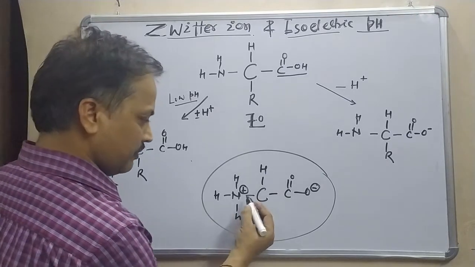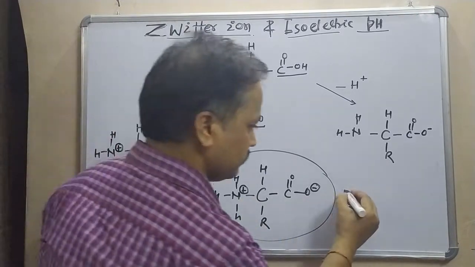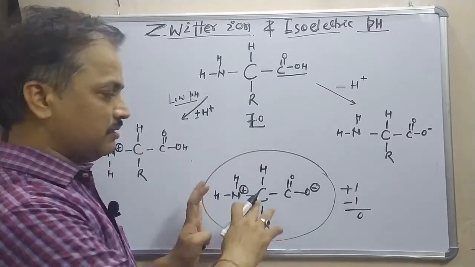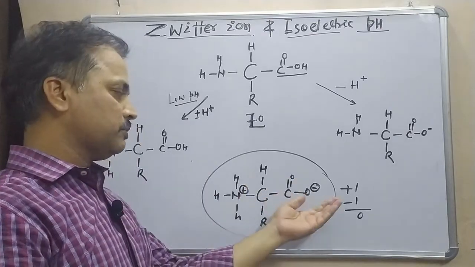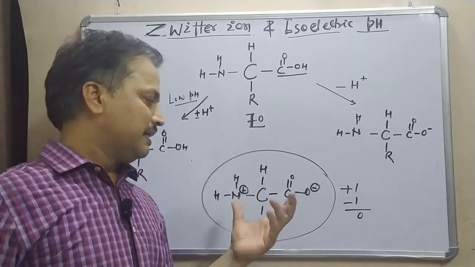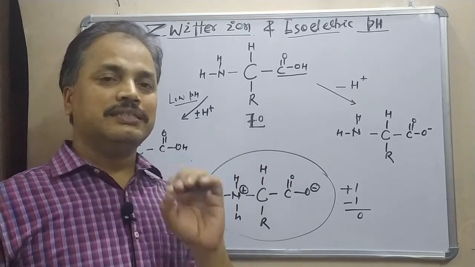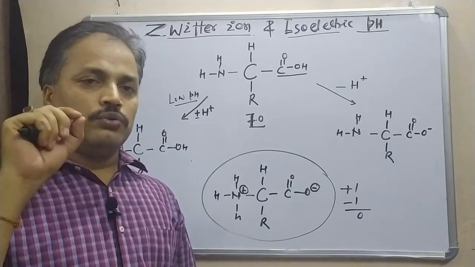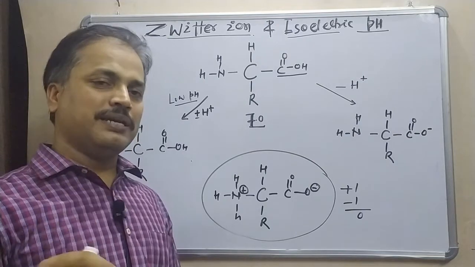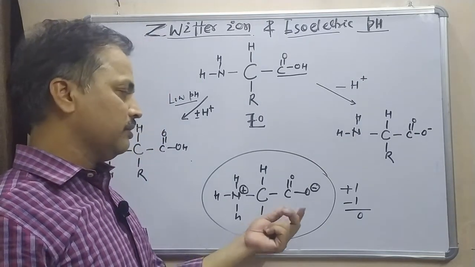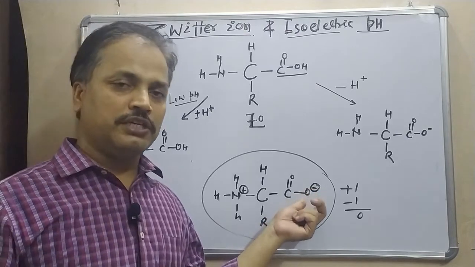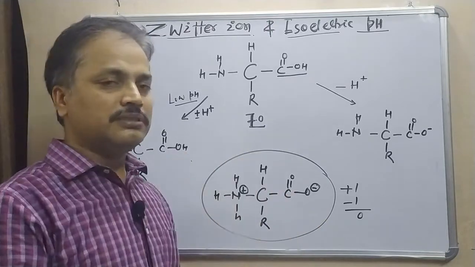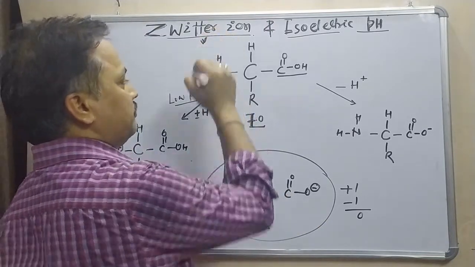How will the overall charge be 0? It has one positive charge and one negative charge, so one positive plus one negative gives overall zero charge, meaning the amino acid is electrically neutral. Overall the charge is 0. This type of form is called a zwitterion. So the amino acid exists at a specific pH in a special structure where the number of positive charges is equal to the number of negative charges. Overall it is electrically neutral, and that ionized form of the amino acid is called a zwitterion.